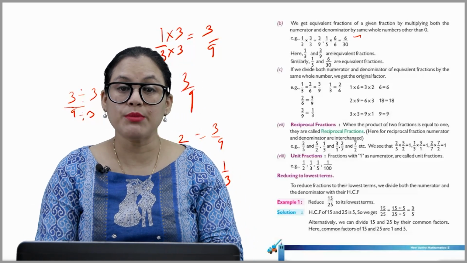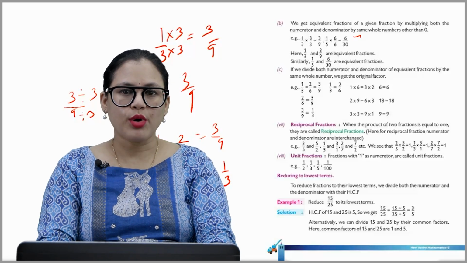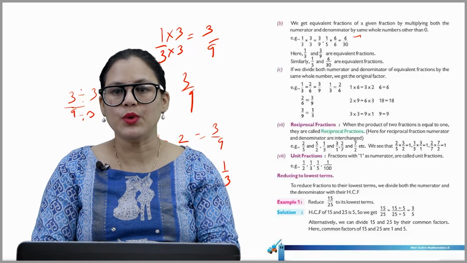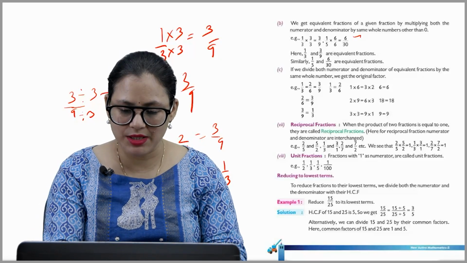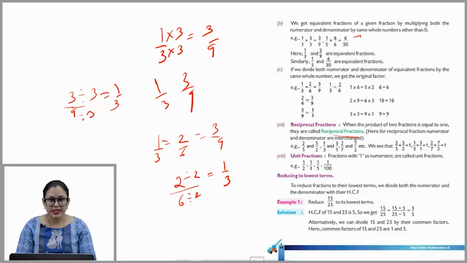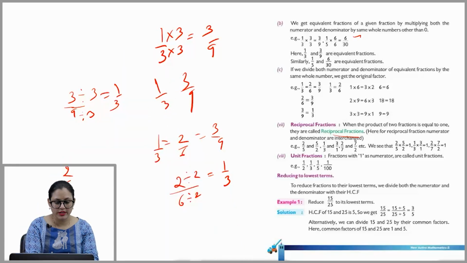Number 7, reciprocal fractions. When the product of two fractions is equal to 1, they are called reciprocal fractions. Here for reciprocal fraction, numerator and denominator are interchanged. For example, 2 by 5, its reciprocal is 5 by 2.